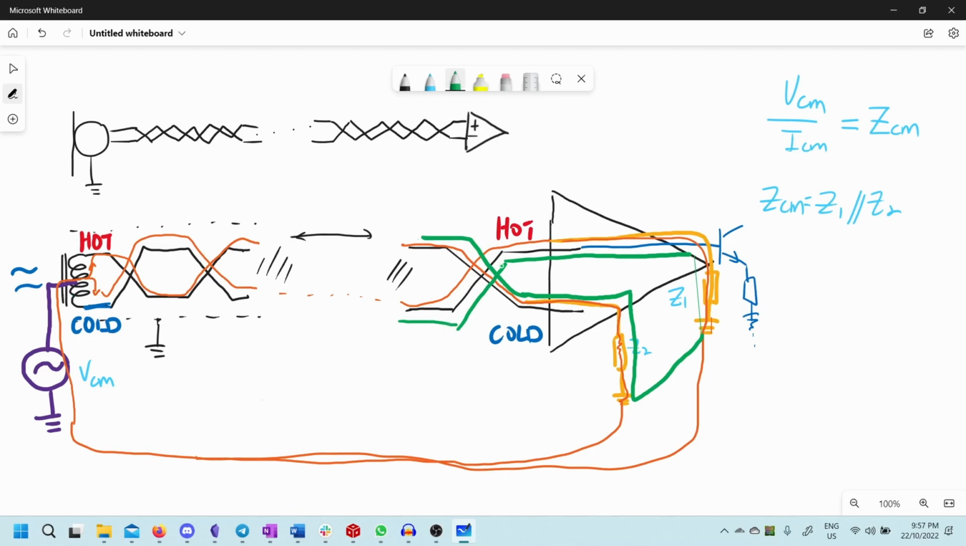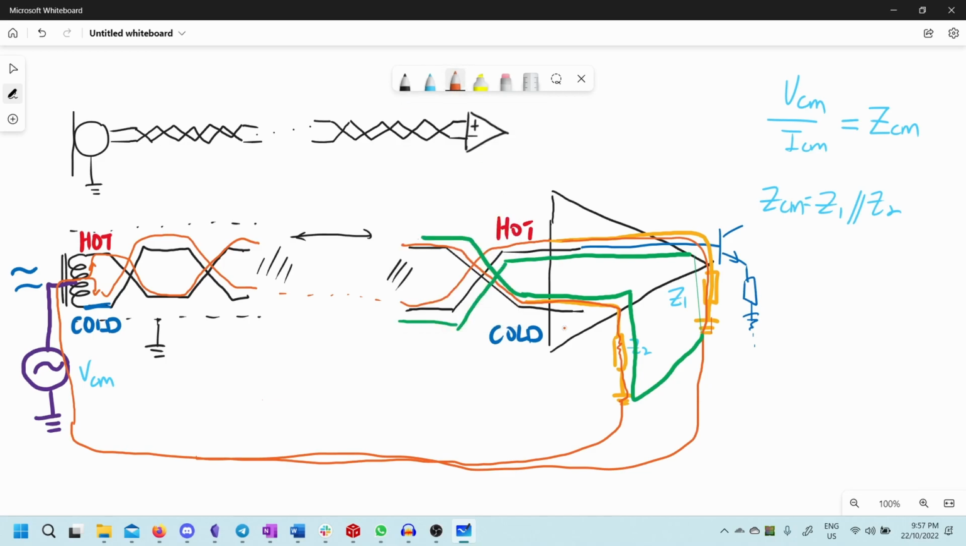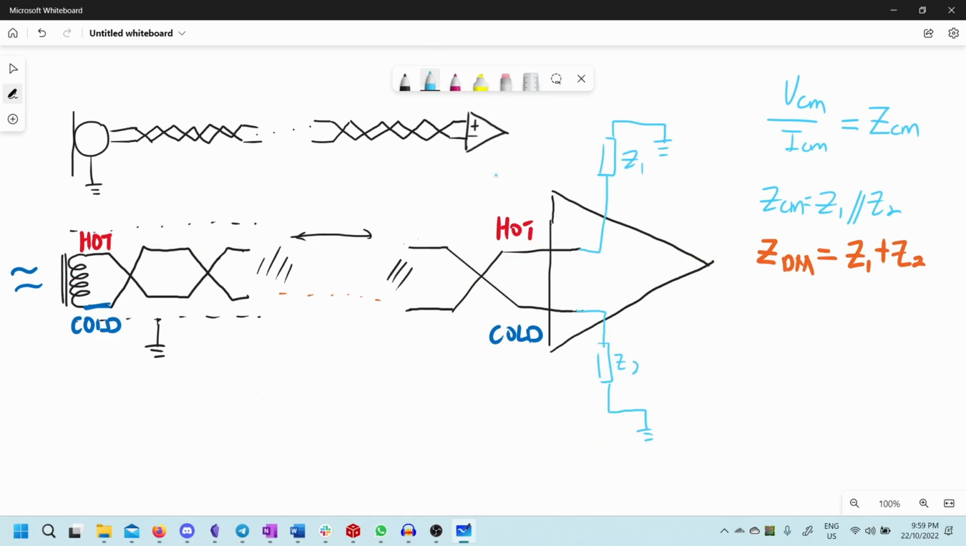So this is our differential mode impedance. Take a look at how the current travels through this. The current goes through Z1, through Z2, and back, doesn't it? So our differential mode impedance is essentially equal to Z1 plus Z2, right? So the next time you come across differential mode and common mode impedances, I want you to think about it like this.